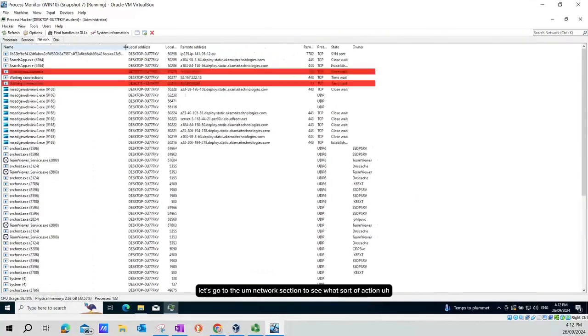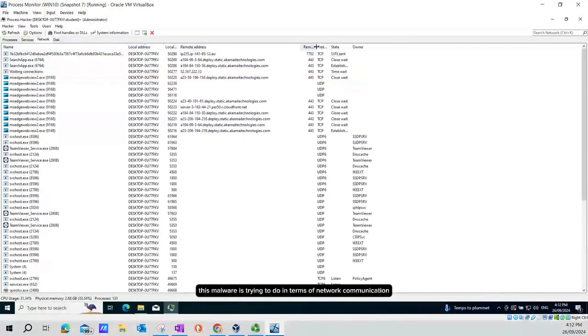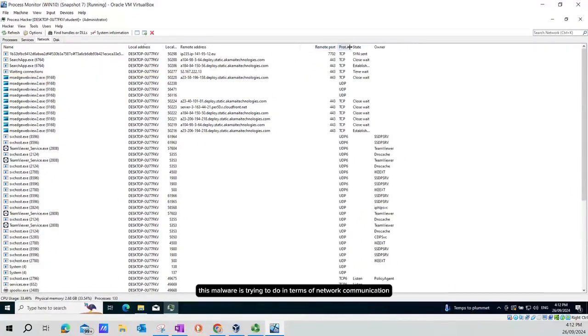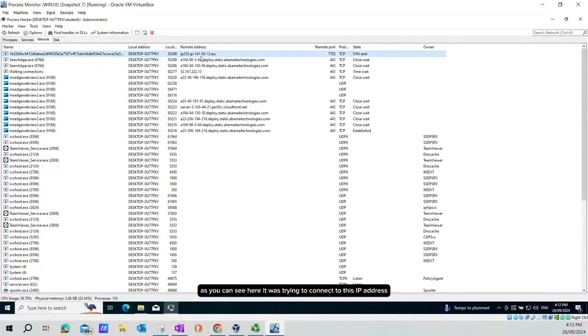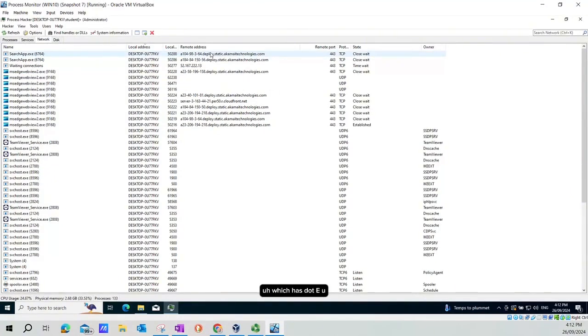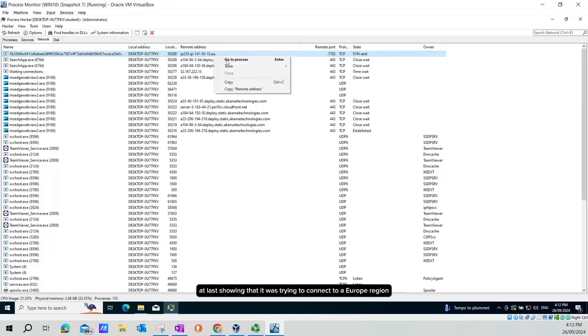Now that our malware has been executed, let's go to the network section to see what sort of action this malware is trying to do in terms of network communication. As you can see here, it was trying to connect to this IP address, which has .eu at the end, showing that it was trying to connect to a Europe region.